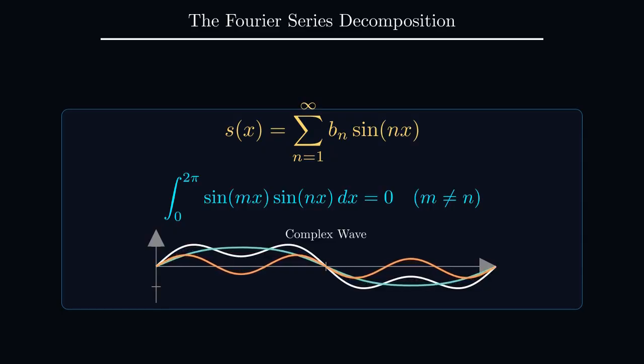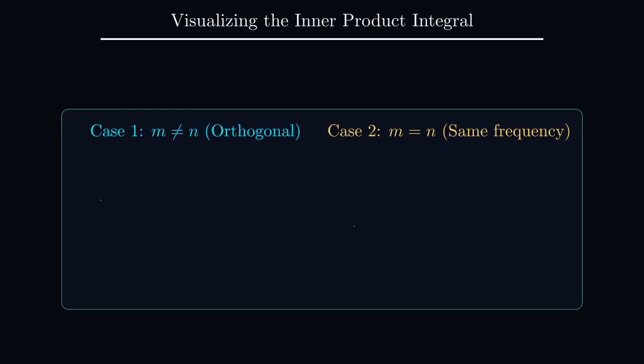Visualize the multiplication of two different sine waves on a graph. The resulting wave oscillates rapidly above and below the x-axis. When we calculate the integral from 0 to 2 pi of sin(mx) sin(nx) dx, we are measuring the net balance of these oscillations. Because the frequencies are different, the waves eventually fall out of sync, ensuring that for every unit of positive area created, an equal unit of negative area is produced elsewhere.